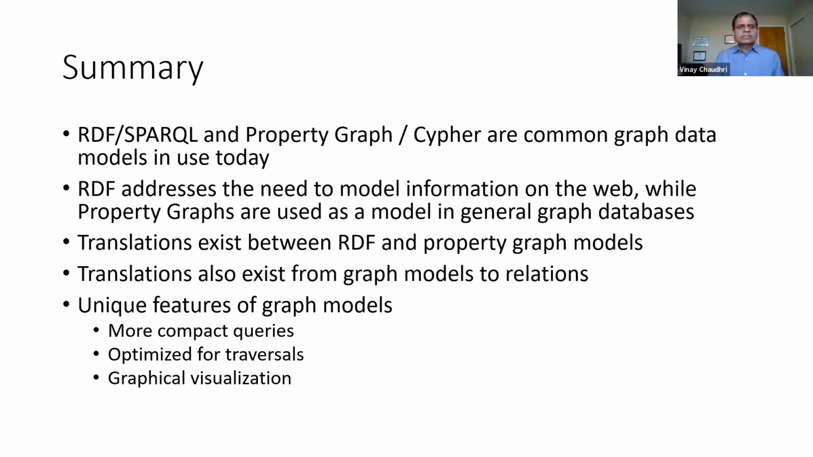But in terms of the uniqueness of graph models, the queries are more compact. Some queries are more compact, especially where you're chasing relationships between objects. Those queries are likely to be more compact. And a graph engine, which is designed mainly for queries which involve traversing objects, is going to do better on those queries. And it has some advantage in graphical visualization because you're storing the data in the same format as the way you are visualizing it. Okay, so that's my summary.